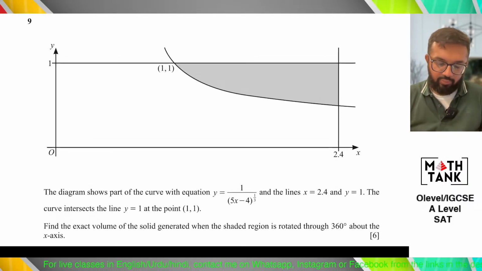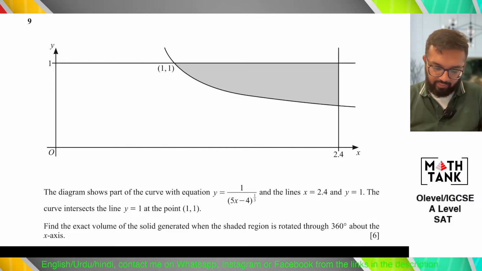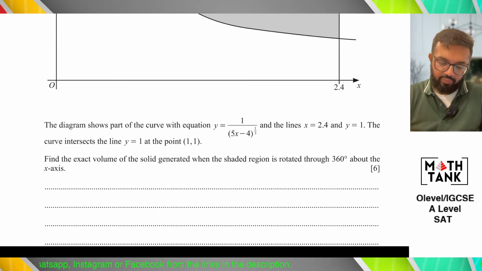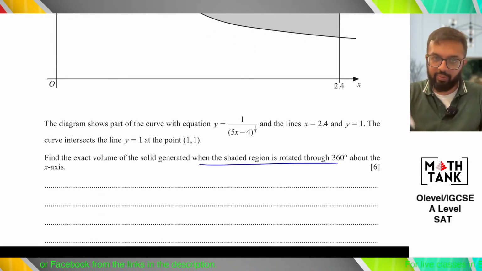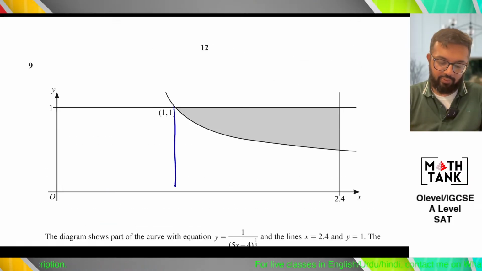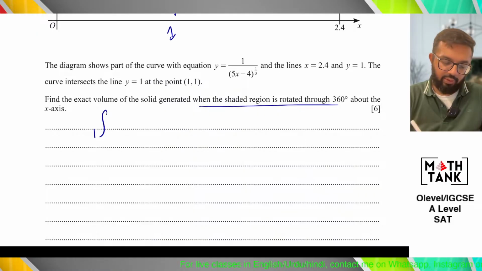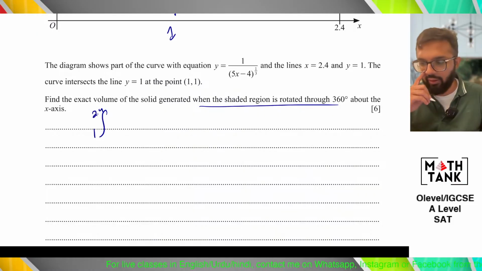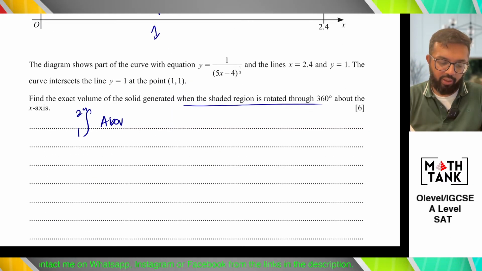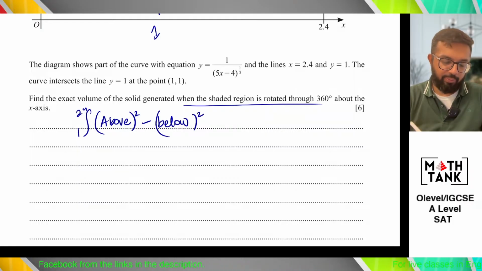Question number 9. The diagram shows part of the curve and the line. The curve intersects the line y equals 1 at the point 1, 1, and we need the exact volume of the shaded ring generated by rotating 360 degrees about the x-axis. I need to have limits for x. That's one obvious thing. The limits are 1 and 2.4. That means I have to integrate functions of x. I'm going to say above squared minus below squared for volume, with a pi outside, dx here.